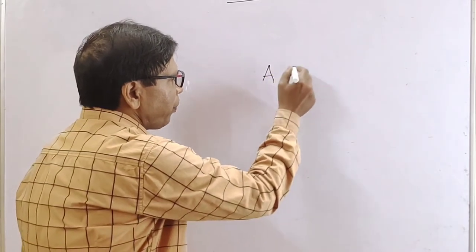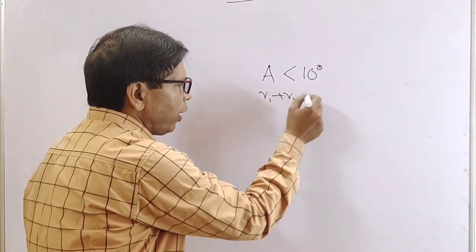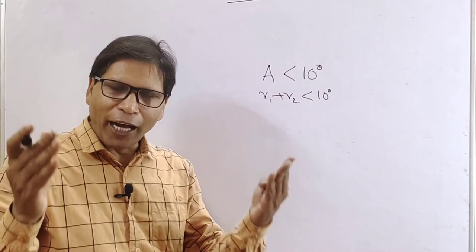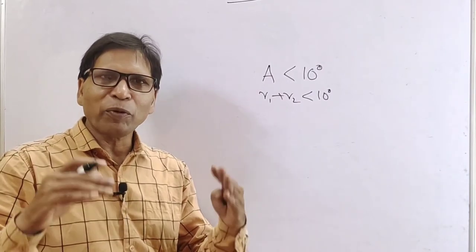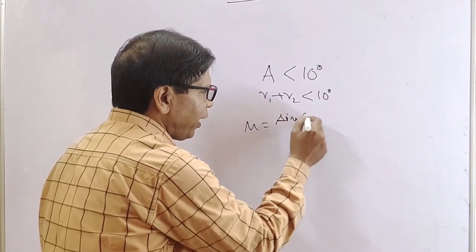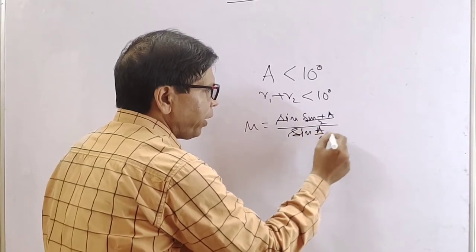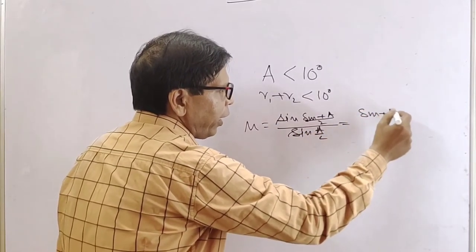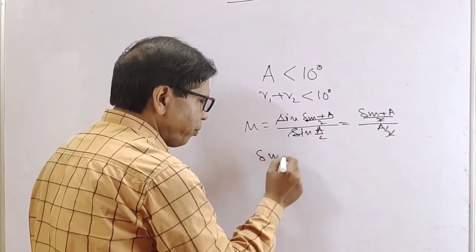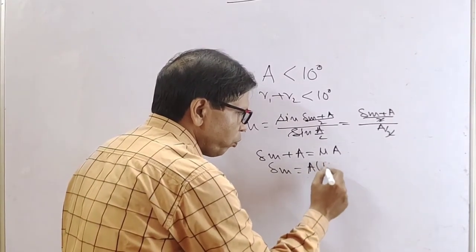Next, deviation in a thin prism. For a thin prism, the refracting angle of the prism is less than 10 degree. As R1 plus R2 is less than 10 degree, therefore R1 and R2 are small. Therefore, I and E are also small. Therefore, deviation is also small. Therefore, mu equal to sine of (delta M plus A) by 2 whole divided by sin A by 2 can be written as (delta M plus A) divided by 2 whole divided by A by 2. The 2 cancel out. So look at this, delta M plus A equal to mu into A. Okay. Delta M equal to A into (mu minus 1).